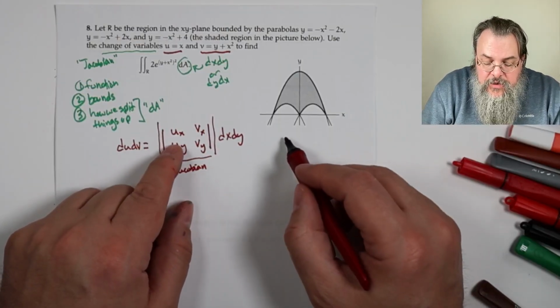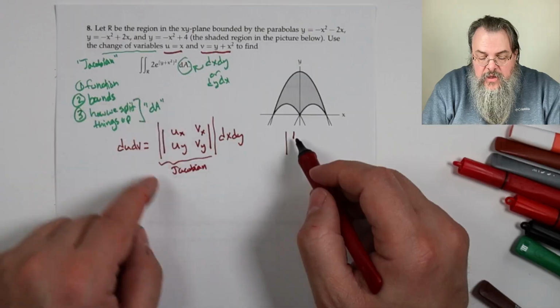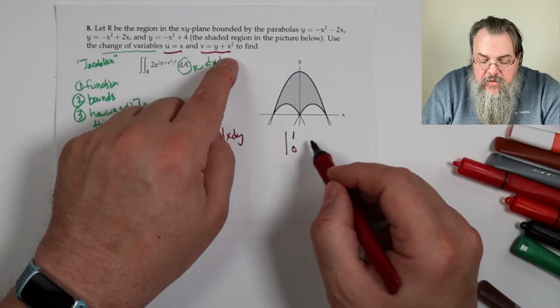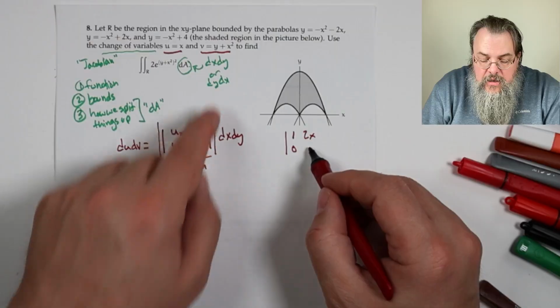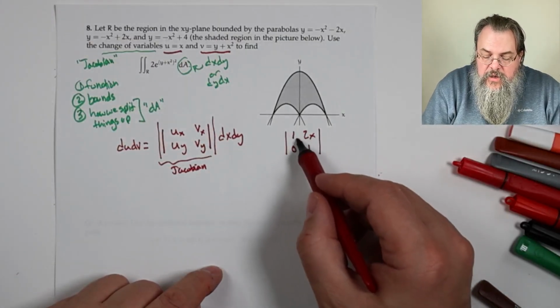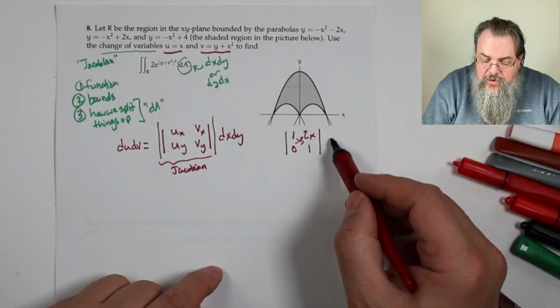All right. Well, let's do this computation. So we have a 2x2 matrix. Let's fill it up. U sub x is 1. U sub y is 0. V sub x is 2x. And v sub y is 1. And so take this 2x2 determinant. What do we get? We get 1 minus 0 is 1.